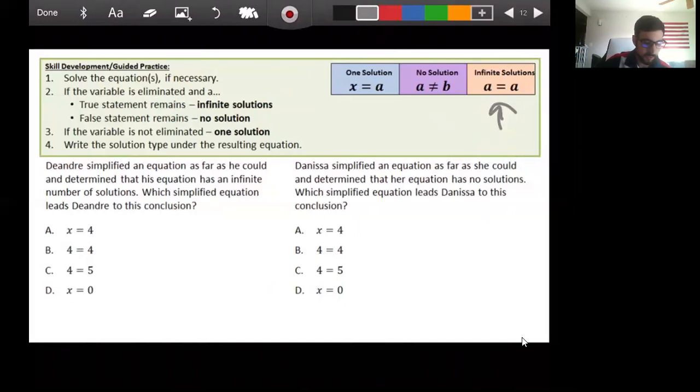So our choice A over here, x equals 4. That's saying we have one solution here because x equals 4, it equals one number. 4 equals 4. Oh, I know that's true. That makes sense. And I know that's also infinite because it's the same number equals the same number. They equal each other. So I know B is a choice. I'm still going to go through and make sure. 4 equals 5, I know that's not true because that's no solution. And x equals 0 is one solution. It equals a number. And that means 4 equals 4 was our answer.